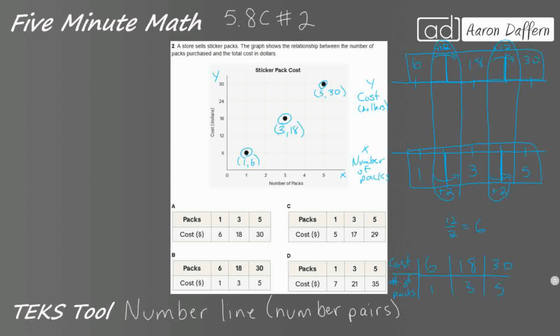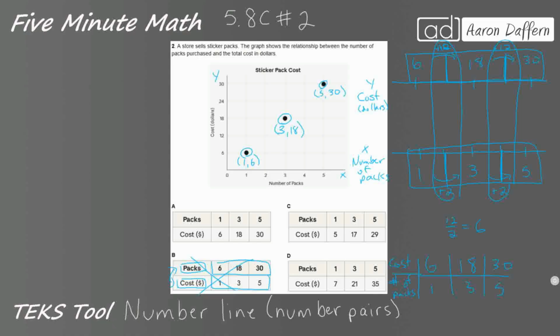And I see this right here, but take a look at B. 6, 18, 30, that makes sense. 1, 3, 5, okay, that makes sense. Take a look at what we have. They actually flipped, to make that match ours, they flipped the labels. It's not 6 packs for $1, it's 1 pack for $6. It's not 18 packs for $3, it's 3 packs for $18. So we can't use this one.